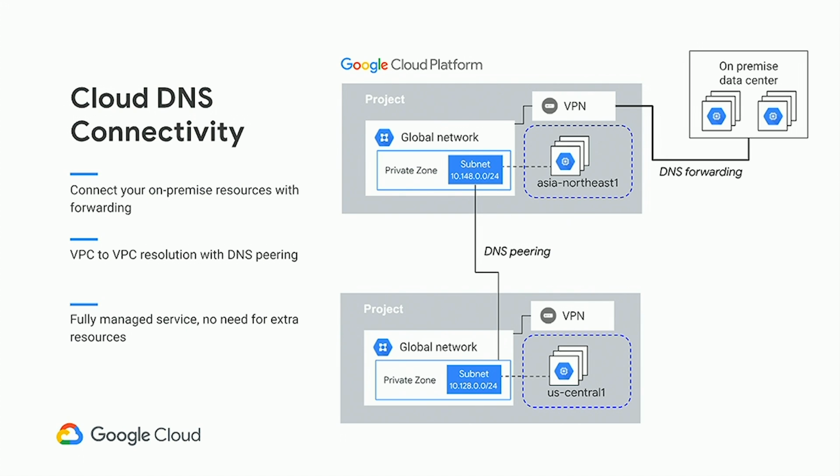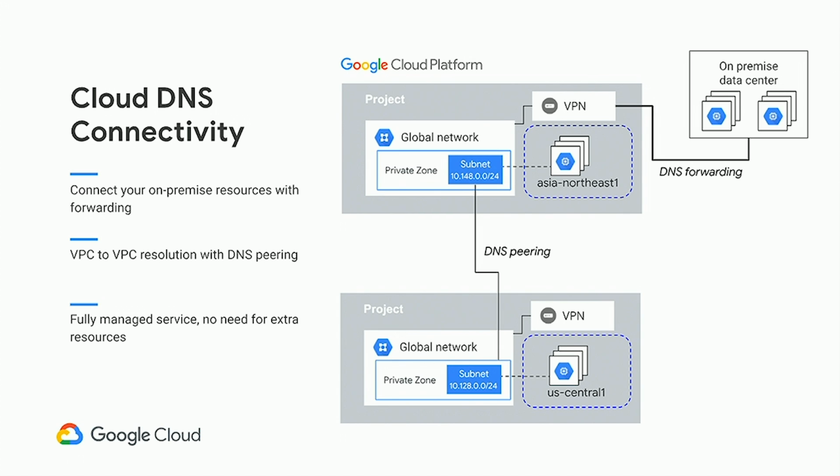So I've been talking about Cloud DNS services within your VPC, but you also may need to connect your DNS services from your VPC to other locations, such as on-prem or even another VPC. So for connecting to on-prem, we have a capability called DNS forwarding. This allows bidirectional DNS resolution from your GCP resources to your on-prem resources.